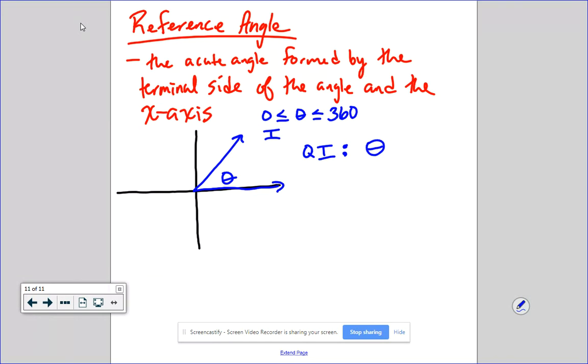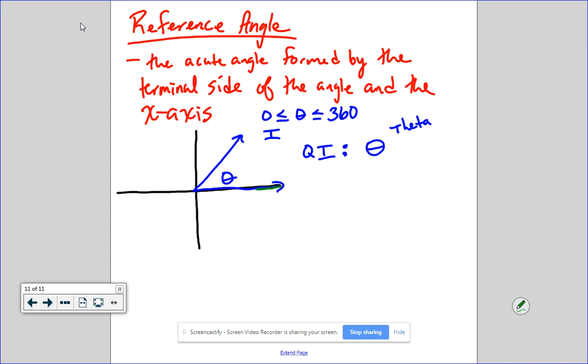What is the 0 with a line through it? Theta. This is theta. It's the universal symbol used for angles. Okay? Now, so that's quadrant 1.